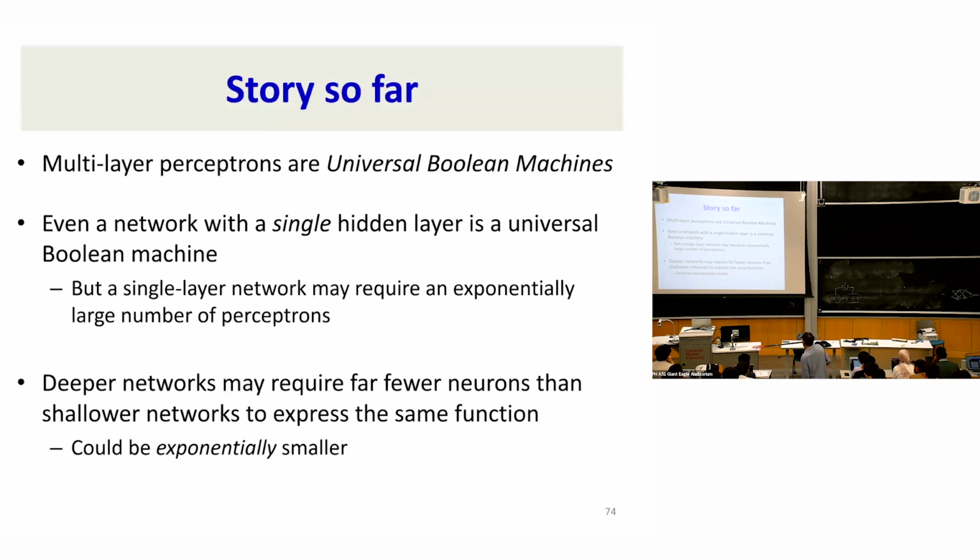So the story so far, MLPs are universal Boolean functions. Even a network with a single hidden layer is a universal Boolean machine. But a single layer network may require an exponentially large number of perceptrons, and deeper networks may require far fewer neurons than shallower networks to express the same function. They could be exponentially smaller. Any questions?